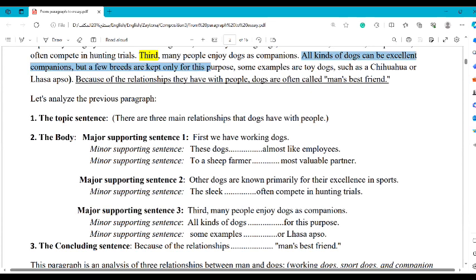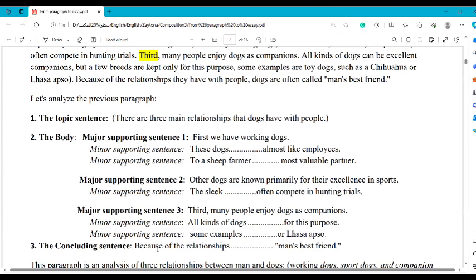Okay, we have one sentence, but it holds two minor supporting sentences. Here we mentioned the companion dogs, and as an example of these companions, we mentioned a toy dog. So it's called a minor supporting sentence. The minor are supporting the major. And at last we have the concluding sentence, which summarizes the whole paragraph.